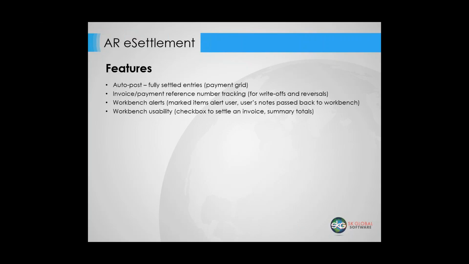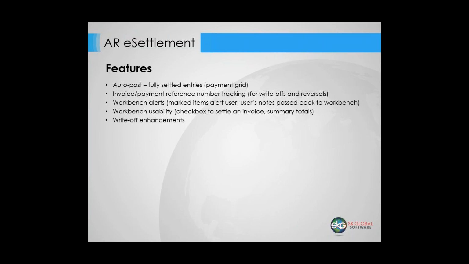In terms of settling invoices in the workbench, we used to require you to enter the amount if you were making a manual settlement. Now there's a simple checkbox that you can go down the list of your invoices and check off, and it'll immediately do full settlement based on the payment that's available.